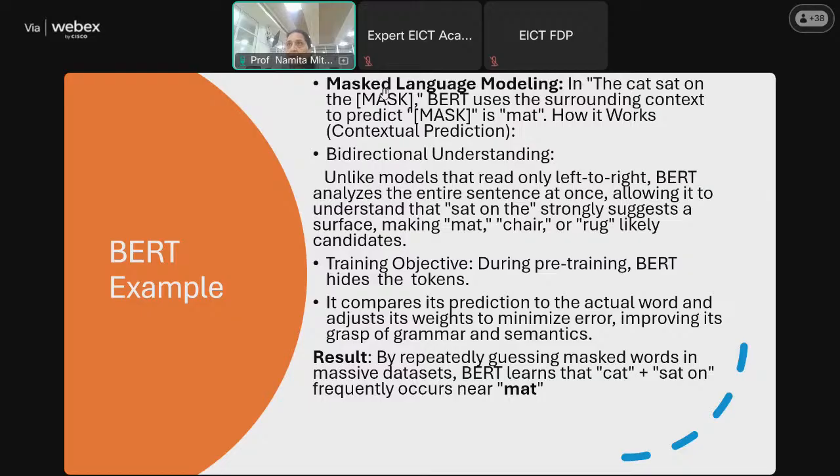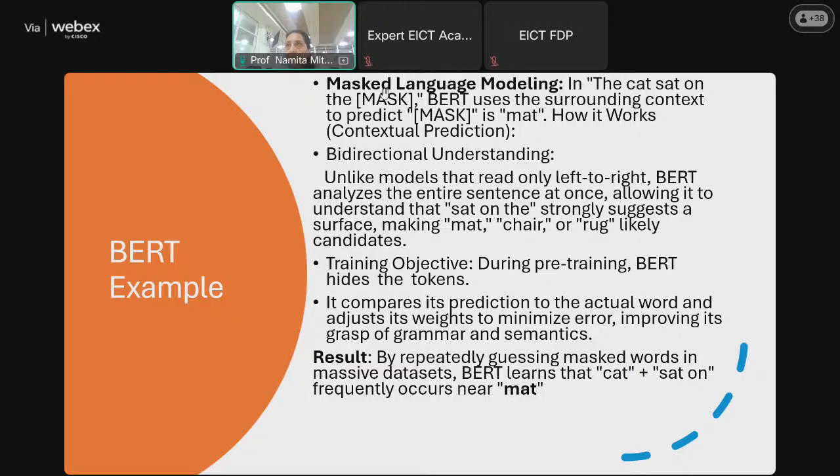How does it happen? Unlike the other models, which take only left to right, BERT analyzes the entire sentence at once, allowing it to understand that "sat on the" strongly suggests a surface, that is a mat, or maybe chair, or couch, or sofa, or rug. So how many times did it happen in the generic data set?